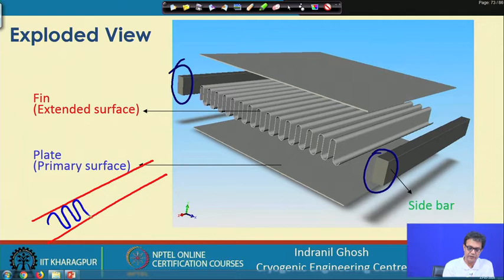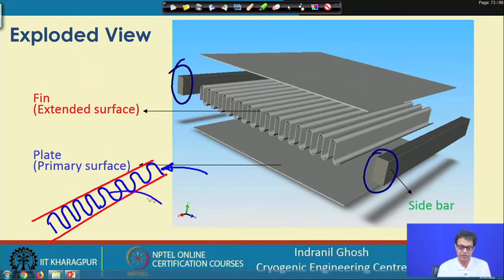The purpose of this fin is twofold. It provides extra or extended heat transfer surface area. At the same time it gives mechanical stability or construction stability, like it gives some strength to the construction, so that under pressure this will not bulge.